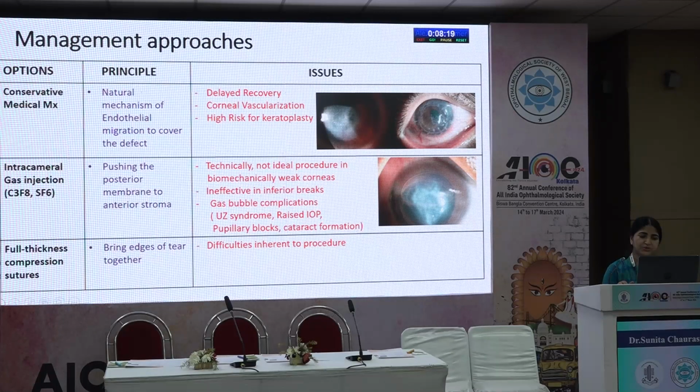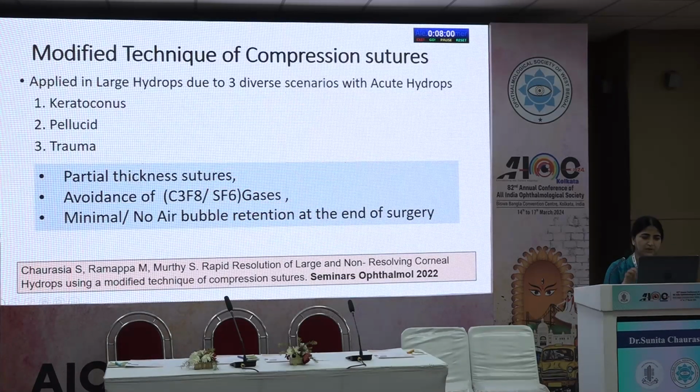Full thickness compression sutures have also been a strategy, and this is done to bring the edges of the tear together, but difficulties inherent to the procedure are there because one cannot pass full thickness sutures through and through in a grossly edematous hydrops cornea. The sutures are also not designed in a way to pass through and through the area of the hydrops. So one of the modified techniques which also works is to apply the sutures in a partial thickness manner, and partial thickness means 50 to 60% of the edematous cornea.